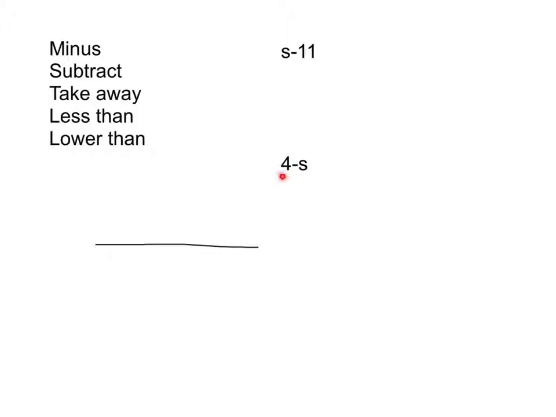This one is 4, take away a number. So you have 4 and you're taking away this amount. Up here you're taking away 11. Here you're taking away a different amount. Okay? This is also 11 less than that number. So these words sound simple, but you will get confused. 11 less than a number, a number less than 4.